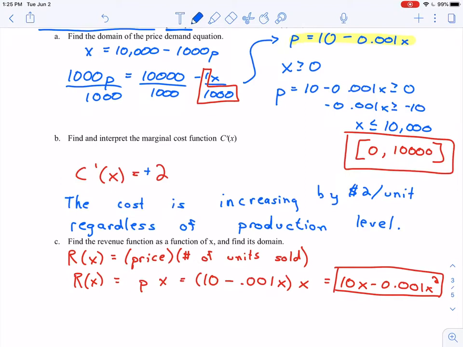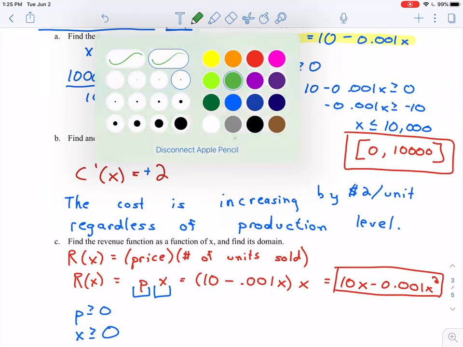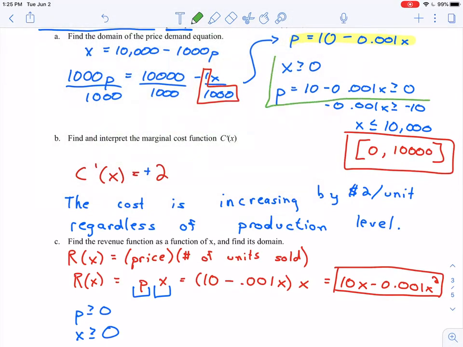The easier way to look at it is to ask, well, what is revenue dependent on? Revenue is dependent on price. Revenue is dependent on quantity. So we want P to be greater than or equal to 0, and we want x to be greater than or equal to 0. Hey, look at this. These are the exact same constraints we came up with way back in Part A.